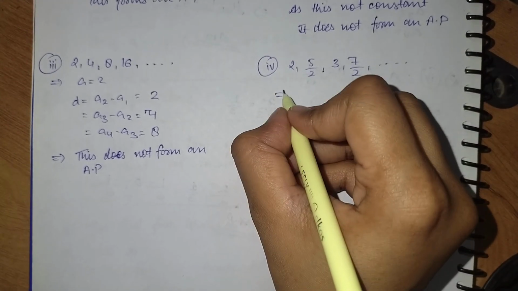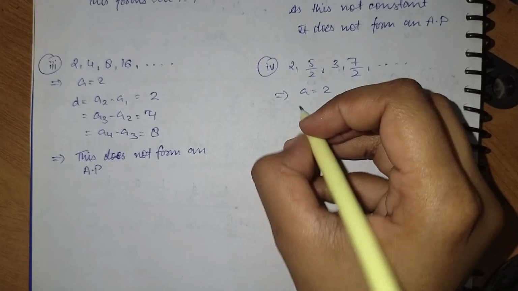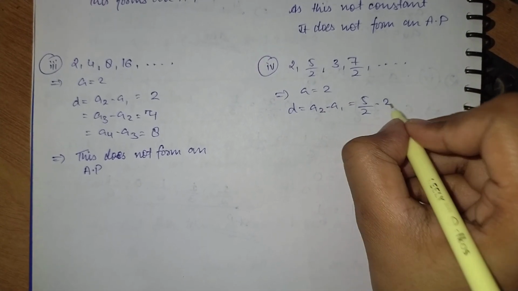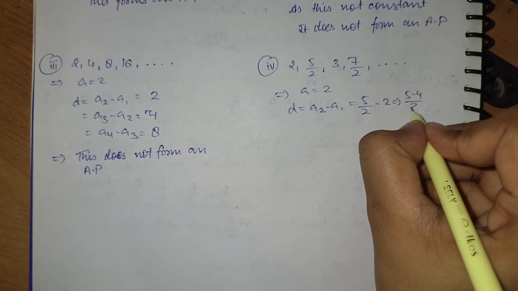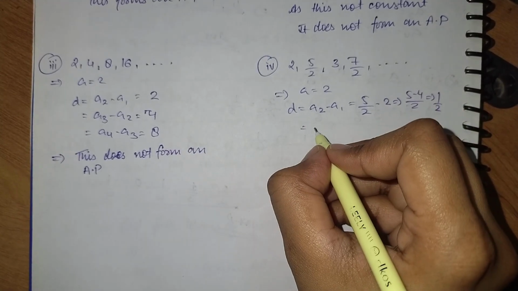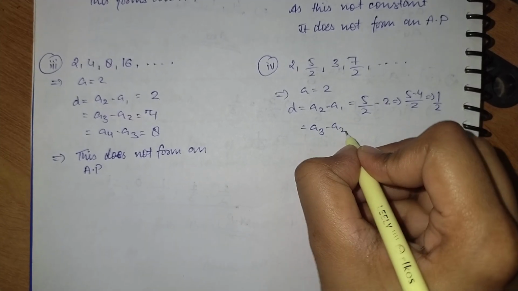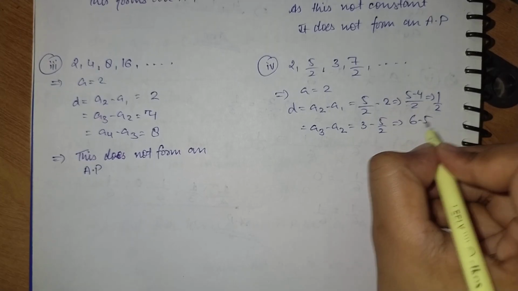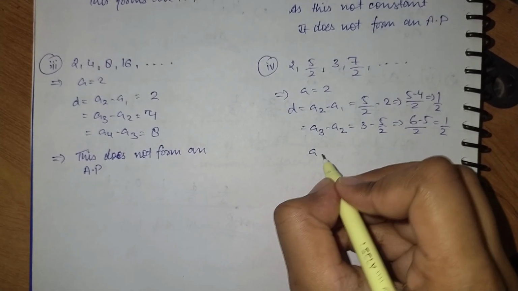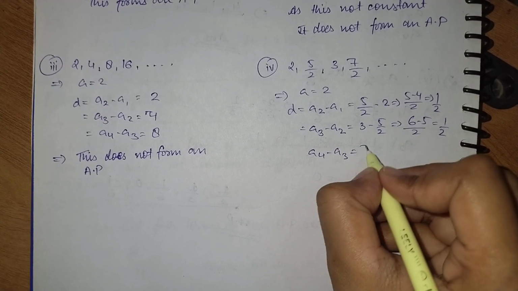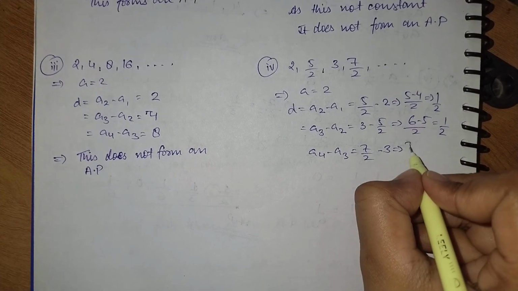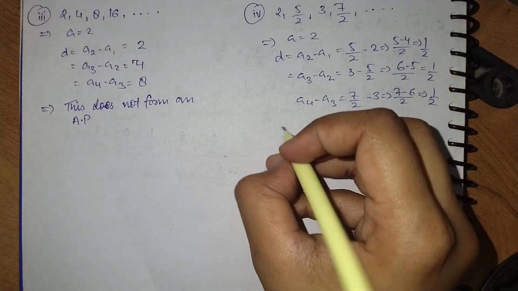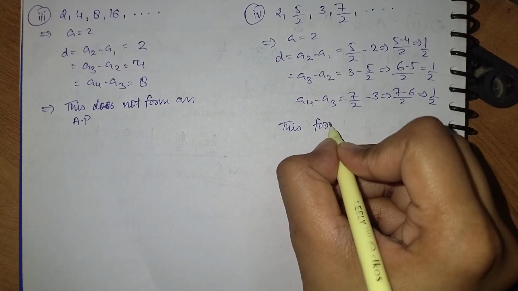Now if we solve the fourth part, that is 2, 5 by 2, 3 and 7 by 2, we can simply write here that first term is 2 and common difference will be A2 minus A1, that is 5 by 2 minus 2 equal to 5 minus 4 by 2, so 1 by 2. And A3 minus A2 equal to 3 minus 5 by 2, so that will become 6 minus 5 by 2 equal to 1 by 2. And here also A4 minus A3 will become 7 by 2 minus 3 equal to 7 minus 6 divided by 2, 1 by 2. As this common difference is constant in this question, this forms an AP here.